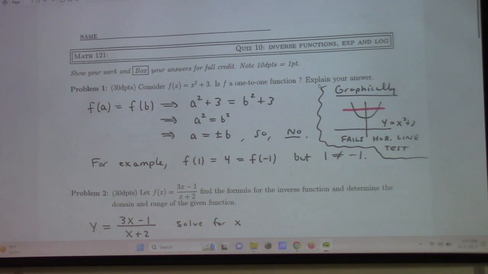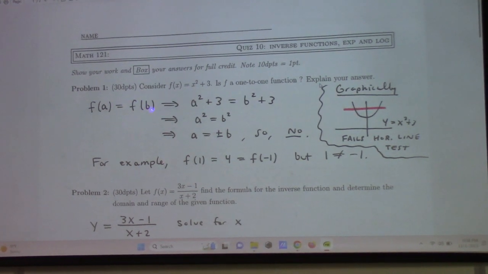Oh yeah, either way, I didn't say, so either would be legit. You can either say f of a equals f of b and find a equals plus or minus b, so no, not one-to-one. Or you could make a graph and show it fails the horizontal line test, not one-to-one. Those are your two flavor options here, since I didn't pin you down one way or the other.